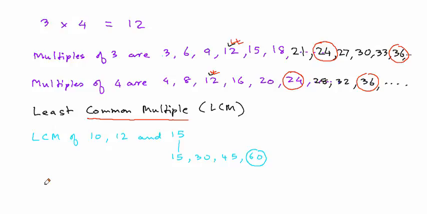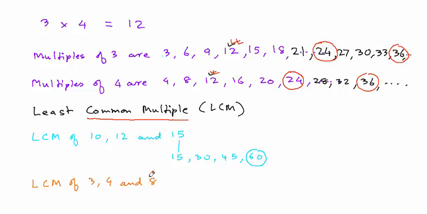How about another one? Let's try and find the LCM of 3, 4, and 8. The LCM of 4 and 8 is 8, because 8 is a multiple of itself, and 8 of course is a multiple of 4, and it's the smallest number, or the least number, that's a multiple of 4 and 8 both. But 3 doesn't go into 8, so the LCM of all three of these numbers is not 8.